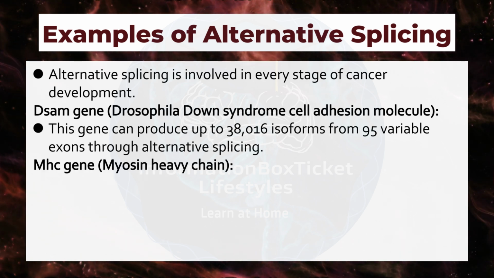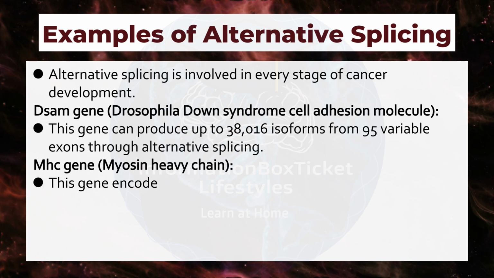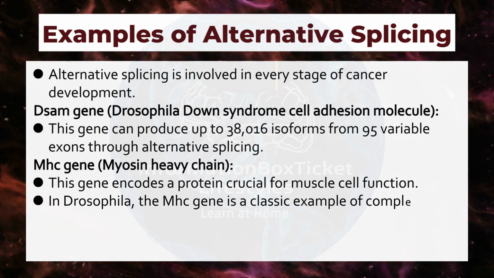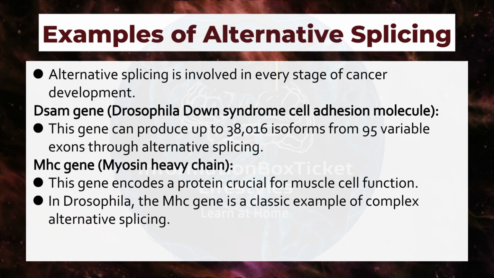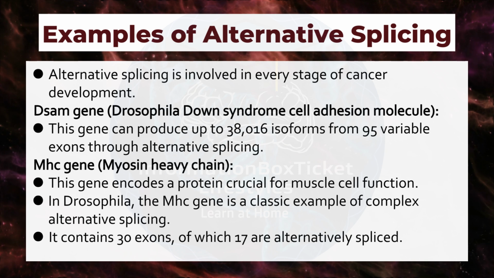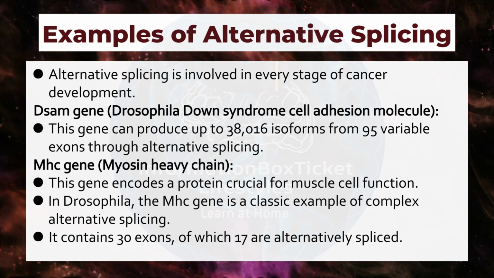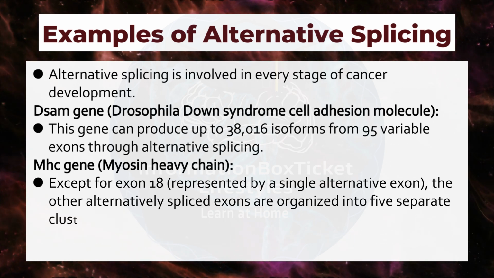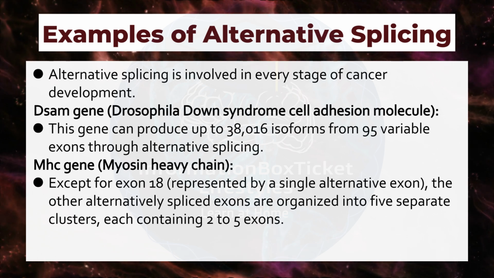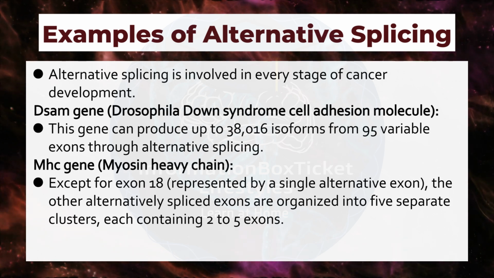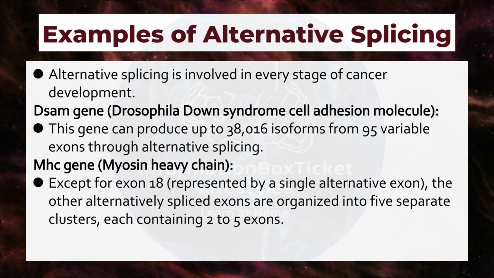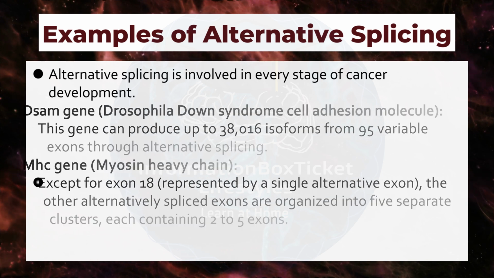MHC gene, myosin heavy chain. This gene encodes a protein crucial for muscle cell function. In Drosophila, the MHC gene is a classic example of complex alternative splicing. It contains 30 exons, of which 17 are alternatively spliced. Except for exon 18, represented by a single alternative exon, the other alternatively spliced exons are organized into 5 separate clusters, each containing 2 to 5 exons.